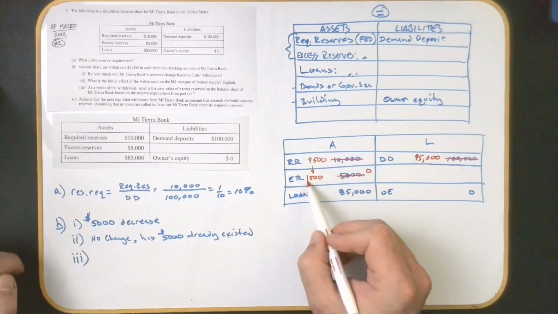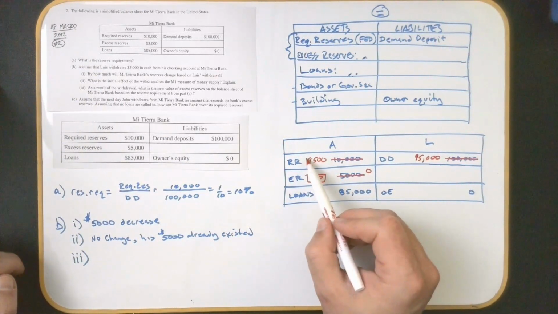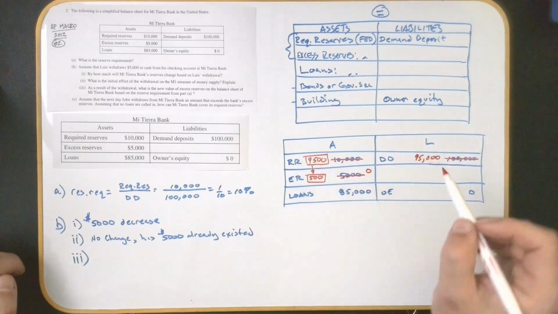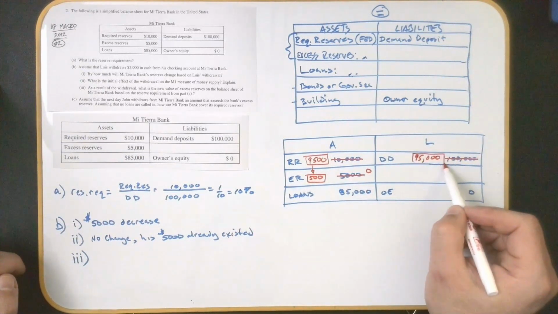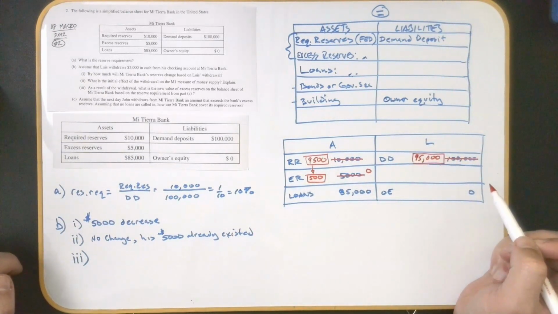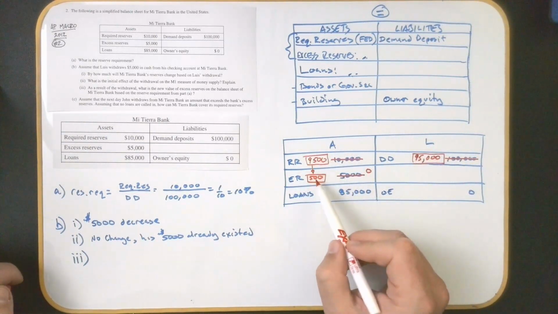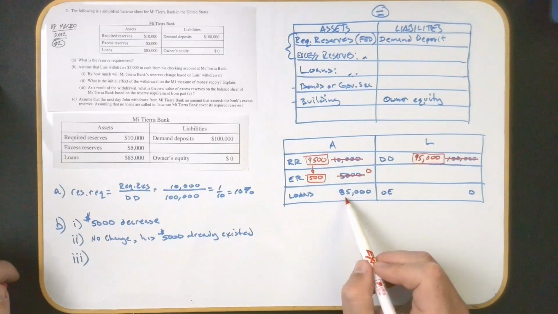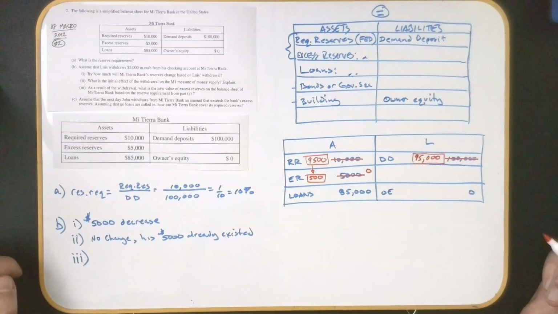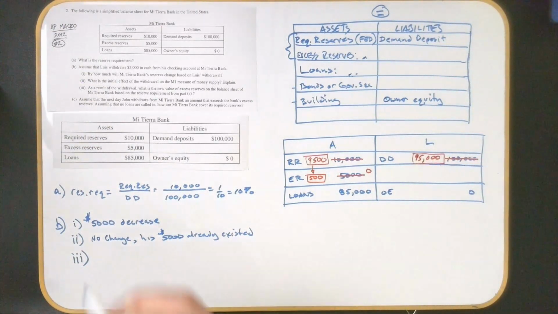And this is what's in here now. $500, 9,500 for required reserves, and demand deposits are 95,000. And if you add all of these up, it's going to equal. 9,500 plus 500 is 10,000, plus 85,000, 95,000. So the question says, as a result of the withdrawal, what is the new value of the excess reserves on the balance sheet? Well, the excess reserves are now $500.